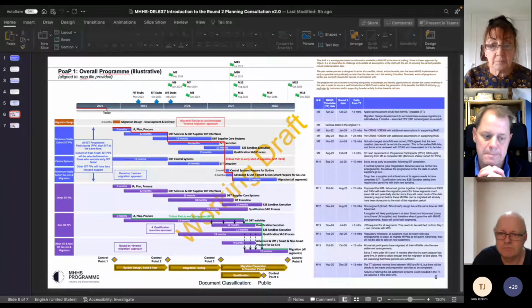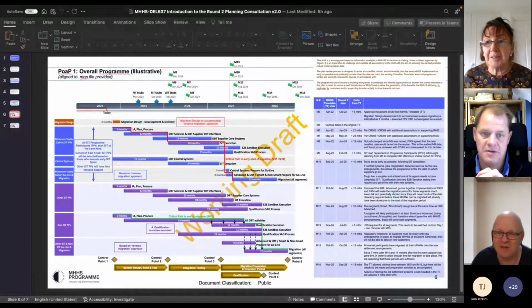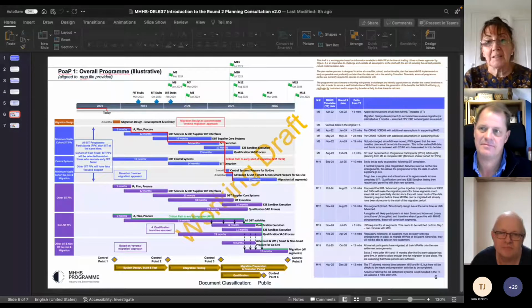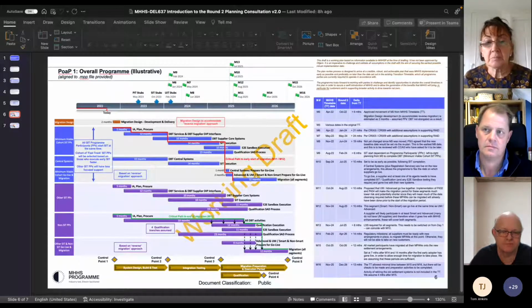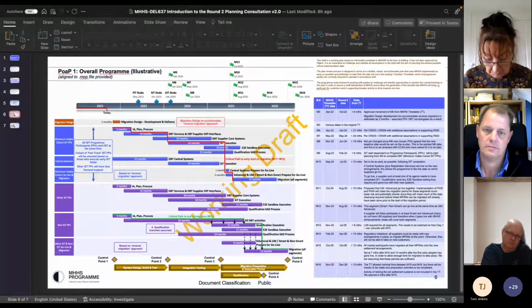Right. If that's okay, shall I raise a couple of other comments or questions I had whilst I'm unmuted? Yeah, so one thing on the PoaP 1 is that it doesn't have anything to do with the DIP on it. I can't see anything on PoaP 1 to do with the DIP. Now that DIP detailed design phase, you need that for the DIP physical interface spec and a COCO, because without that you don't know whether you're going to need to make changes or not.